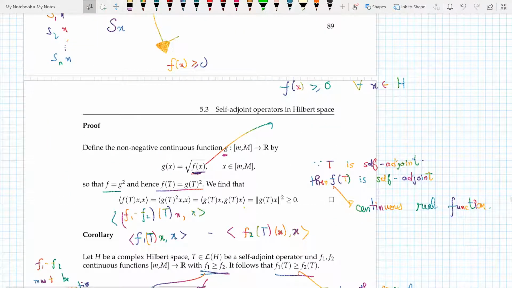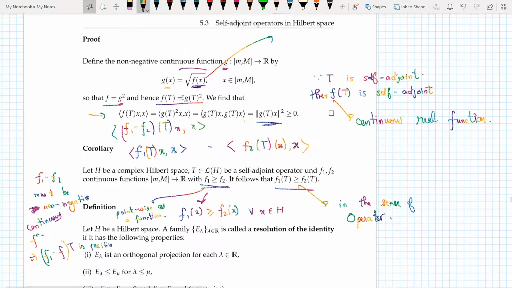Now what we did was we defined a non-negative continuous function like this. We showed that f equals g squared, since f of T is equal to g of T squared. Next we found that if T is self-adjoint, then f of T is self-adjoint, so this function itself is also self-adjoint. And then I can say that this thing is equal to this thing, which by self-adjointness is simply a norm, which is always greater than or equal to 0.